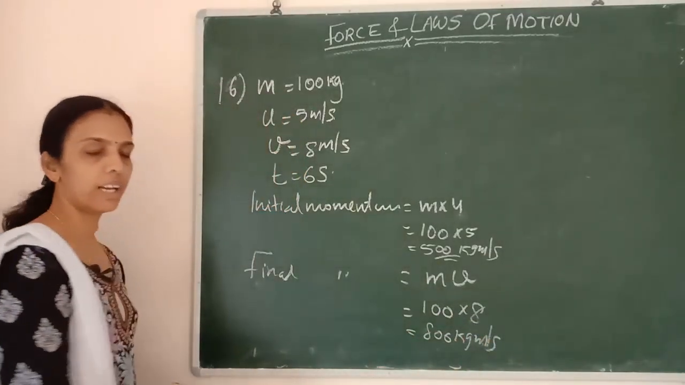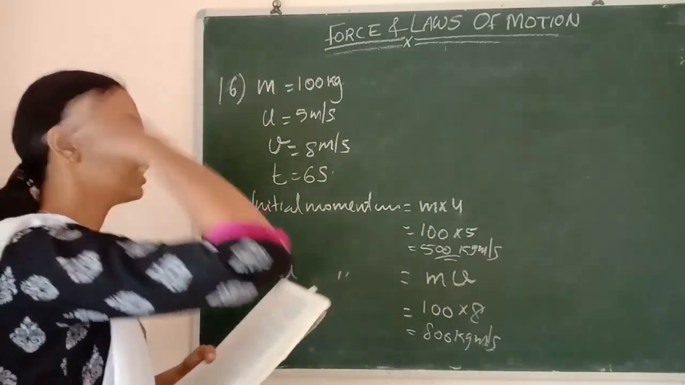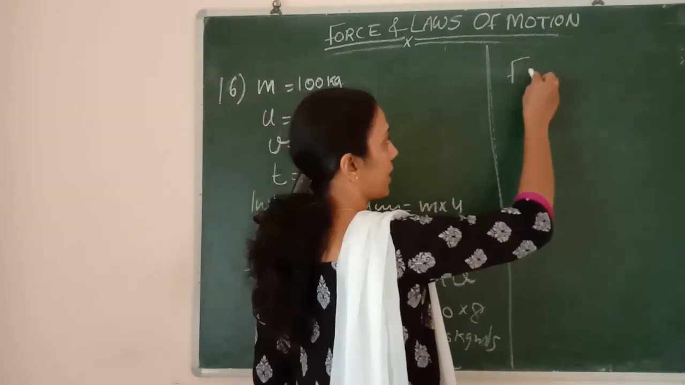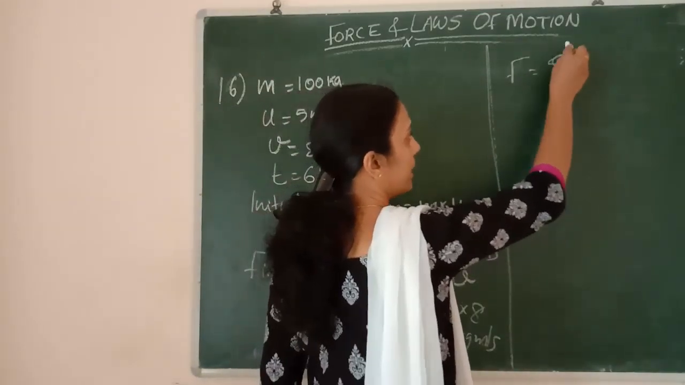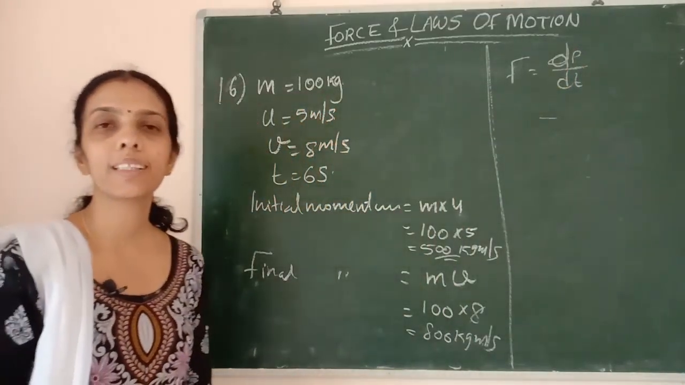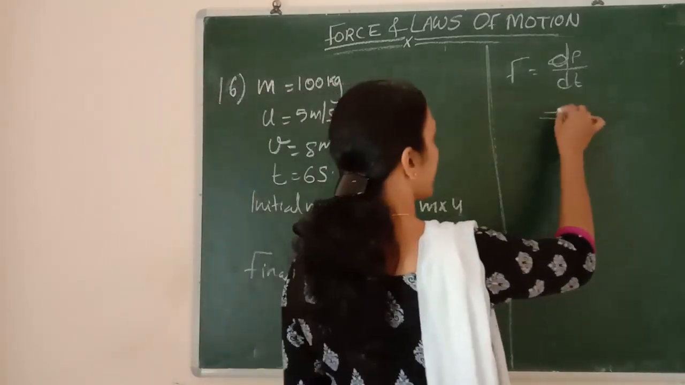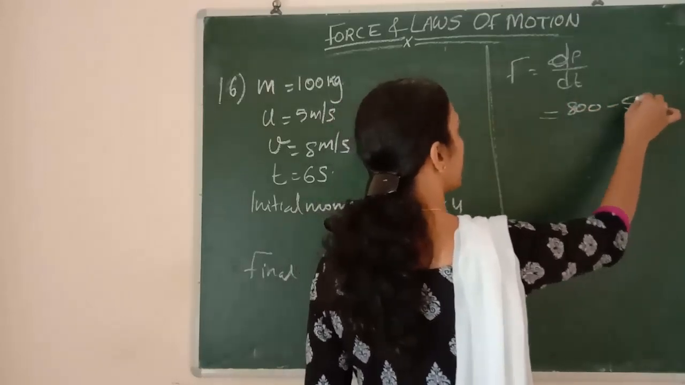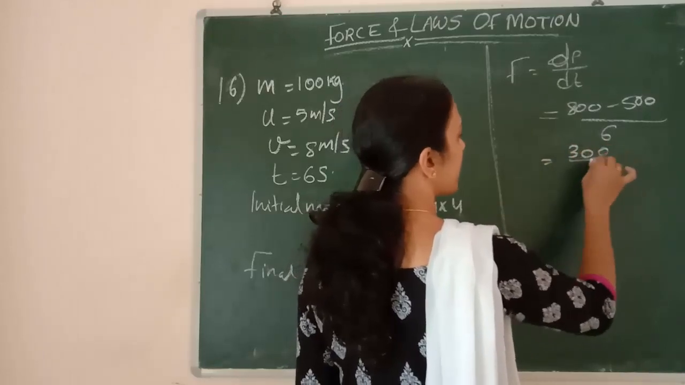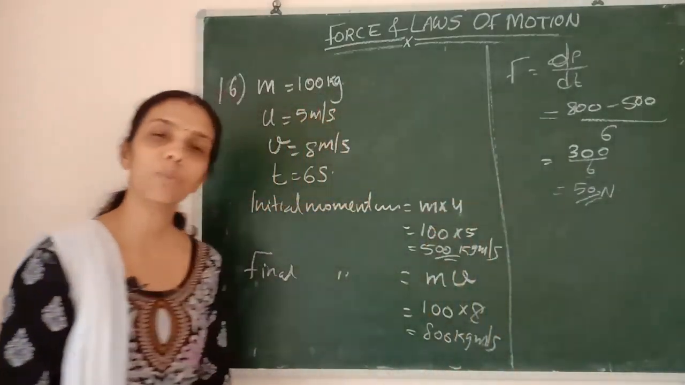So here they asked to find out the magnitude of force exerted on the object. How can we find out the magnitude of force? Delta P, dP divided by dt. This one we learned, right? F is equal to dP by dt, Newton's second law. What is the change in momentum? Final momentum minus initial momentum divided by time, which is 6, isn't it? So 300 divided by 6 equals 50 Newton. This we can find out.